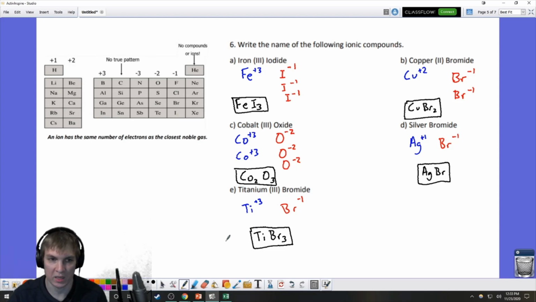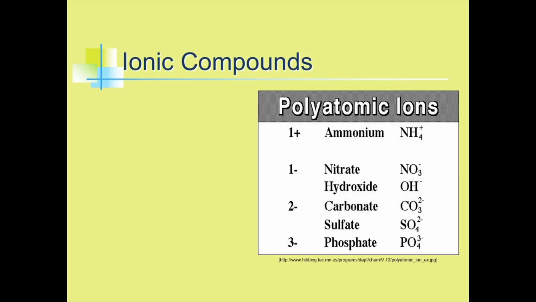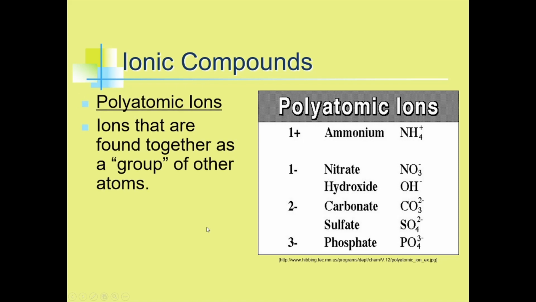Alright, so that's practice problem number 6. The last thing we're going to talk about in relation to ionic compounds is something called the polyatomic ion. The prefix poly means many, and atomic refers to atoms. So it basically means an ion that is made up of many atoms, ions that are found together as a group of atoms.